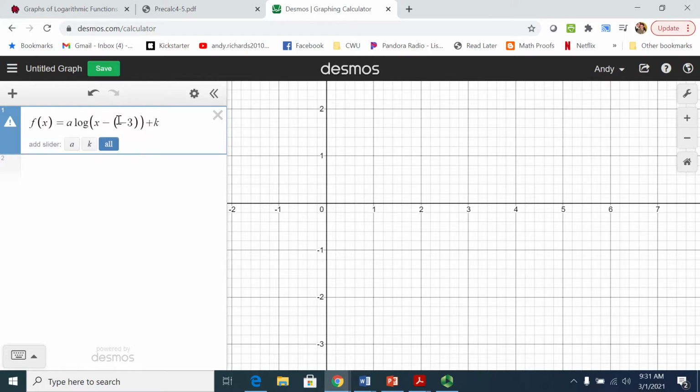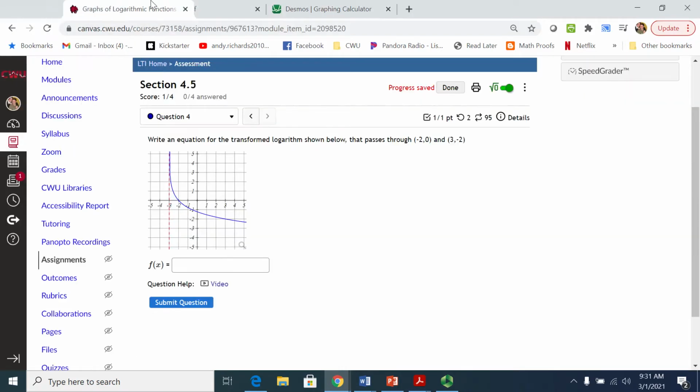So if I replace this part with a -3, I see what's going to happen here is that these negatives will cancel out, and I have a +3 there. That's how all of you will end up using that vertical asymptote. I would recommend doing that first.